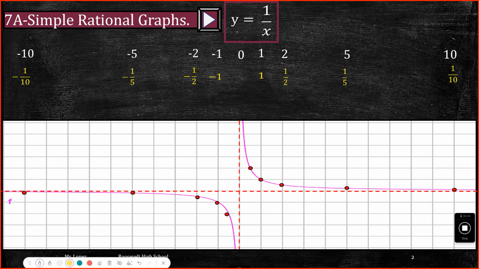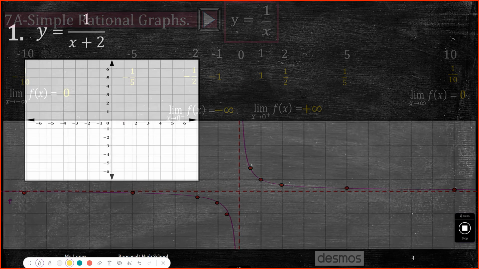So, am I going to talk about limits? Don't worry too much about this. That's more for if you take trig, we'll talk more about limits there.